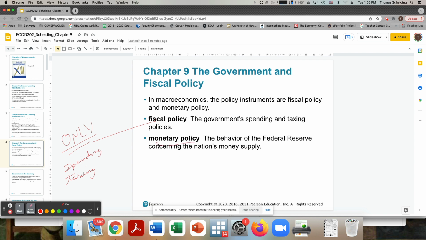When you hear monetary policy, this is all about changing the money supply, where the triangle stands for delta, or changing.